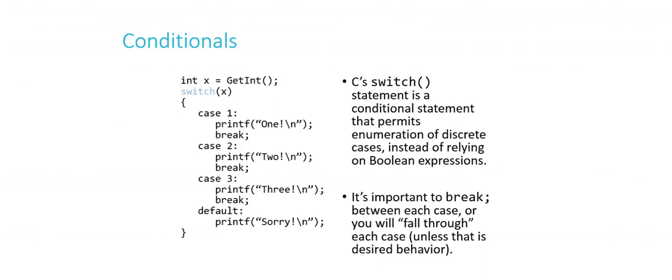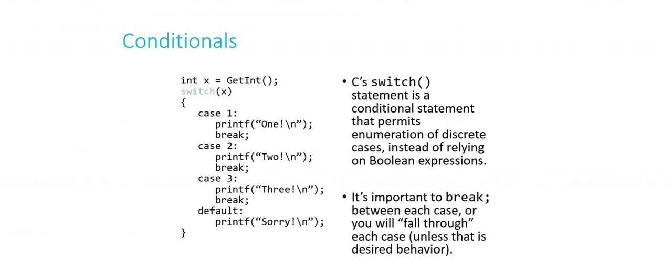Basically what's happening is I'm at the terminal, I'm asking the user to type in a number. And here I'm switching what I'm doing depending on what the user typed at the prompt. So if they typed 1, I print out 1, and then I break. If they typed 2, I print out 2, and then I break. It's important to break between each case because otherwise you will fall through.